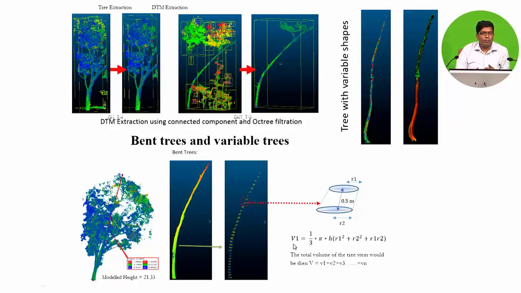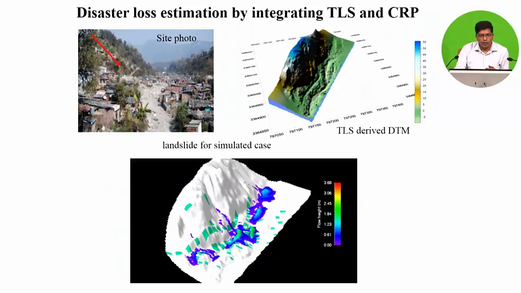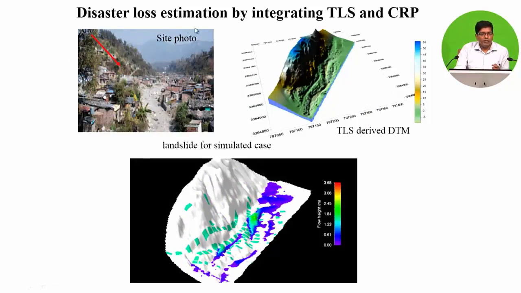And similarly, we can repeat this for all the trees in a plot, and then we can estimate the entire biomass, and all this approach can be automated to extract the forest inventory from the laser data. Apart from this, the TLS can also be used for studying disaster loss because of various disaster events like landslide and flooding. So here is one case study which we have taken up at IRS.